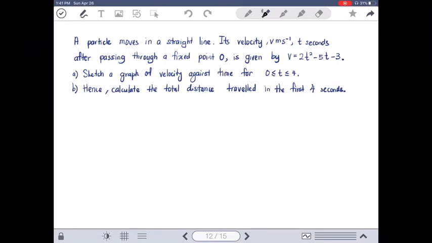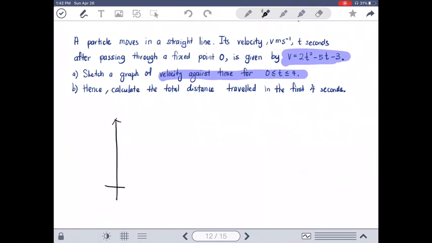Let's have a look at this question here. A particle moves in a straight line. Its velocity v after passing through a fixed point O is given by this function. Sketch a graph of velocity against time for time from 0 until 4.